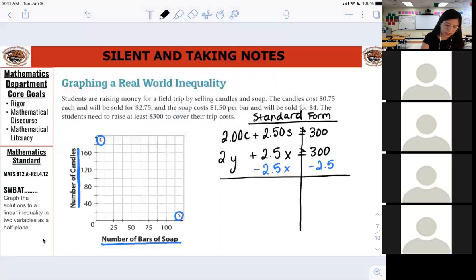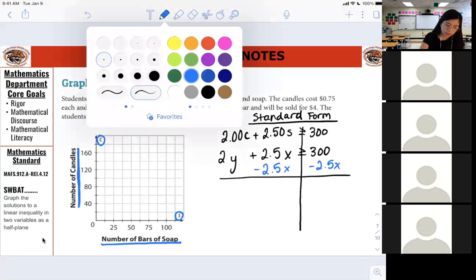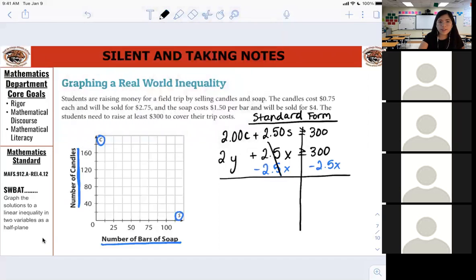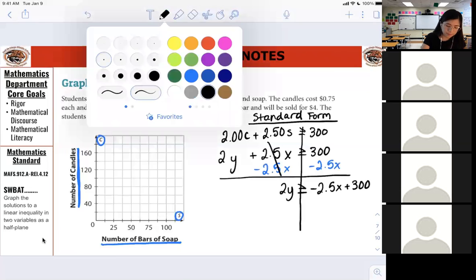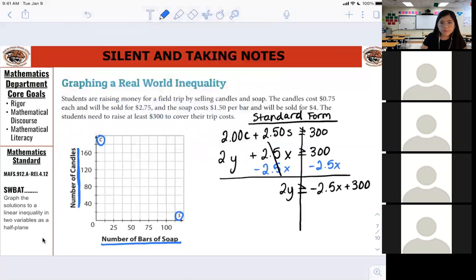So I subtract 2.5x. Can I combine like terms on the right side? No, one has an x, the other does not. The 300 is all alone. It does not have a variable, so we cannot combine like terms. So I'm going to leave this as, what do I write? Negative 2.5x plus 300. And now what do I need to do to both sides? Divide by 2. Exactly.